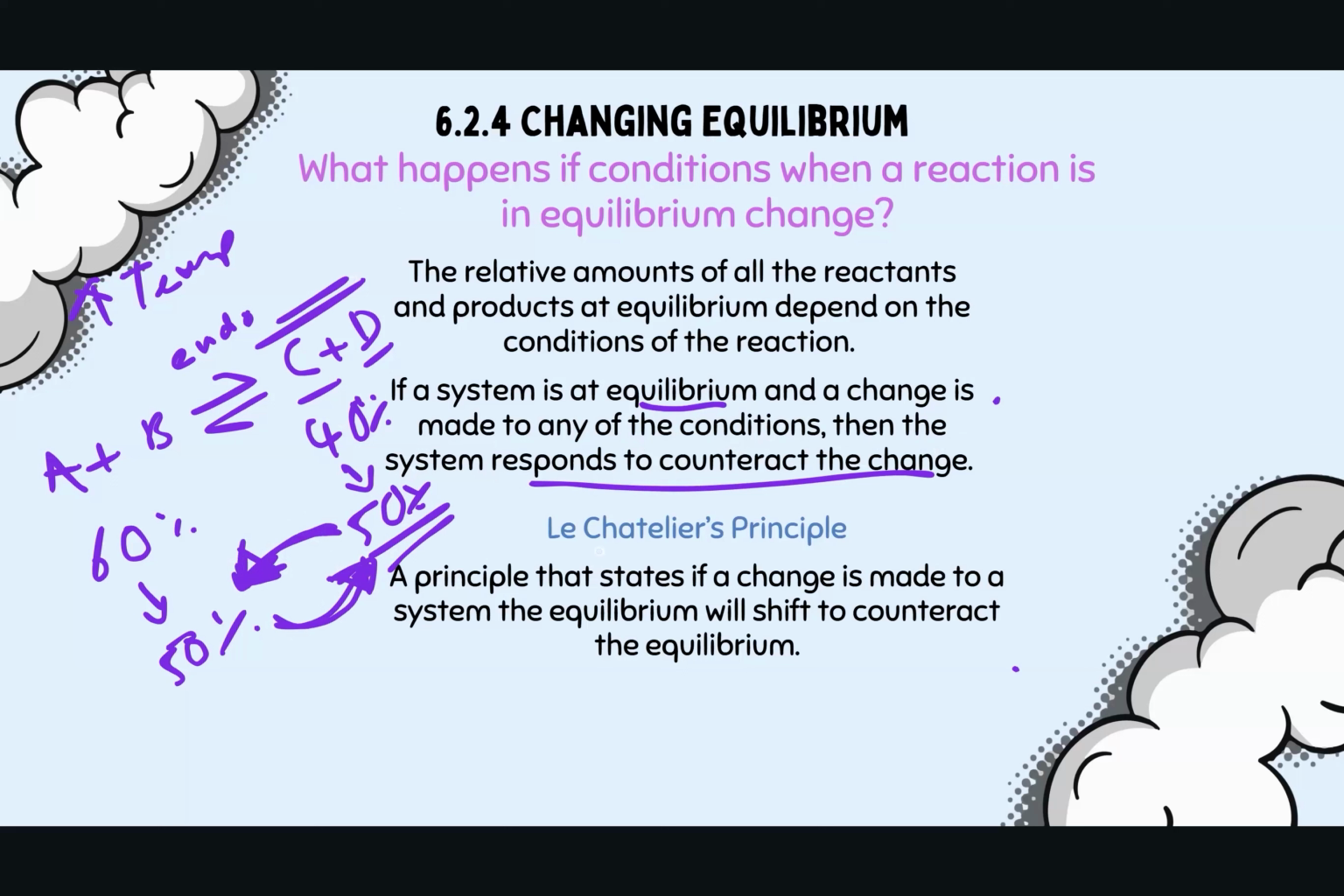Now, Le Chatelier's principle is a principle that states if a change is made to a system, the equilibrium will shift to counteract that change. So when we increase the temperature in this reaction, what happened? The equilibrium shifted to the right, shifted towards the product end. And that was to counteract the change.